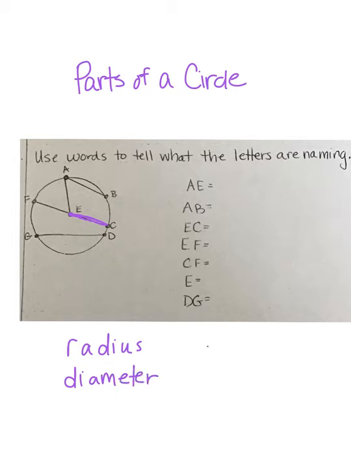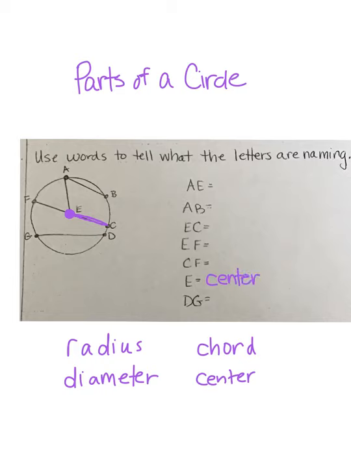And then chord, we'll talk about what that means in a second, and center. Now all of these things are labeled with either one or two letters. Center is the only one that is labeled with one letter. So the center is pretty easy. That's the one nobody really screws up. It's just the single dot in the center. So E is the center.